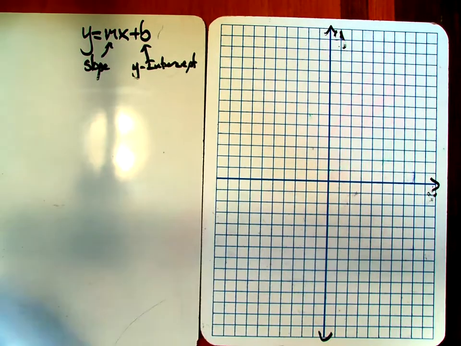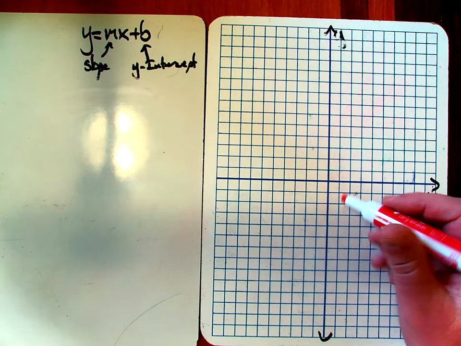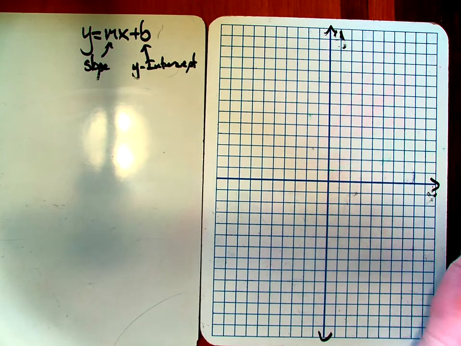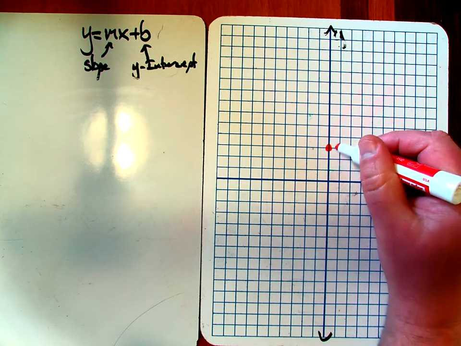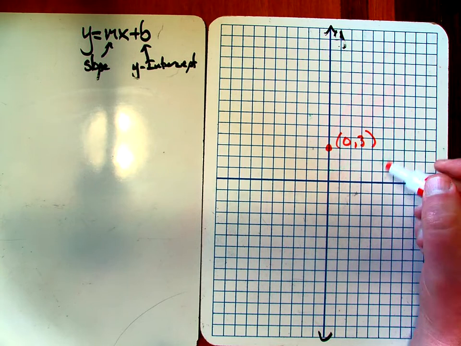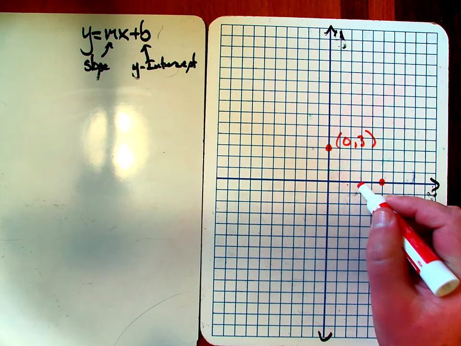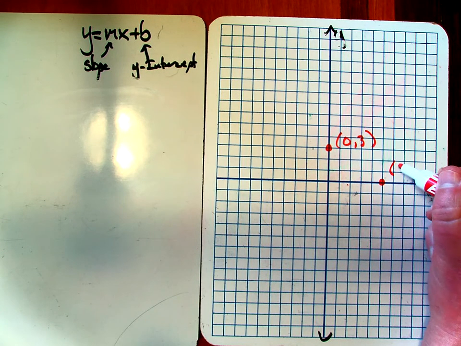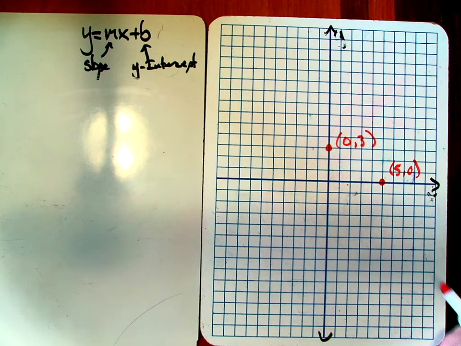I'll go back to cheerful red again, and I'm just going to pick a value where this crosses. I'll still choose a positive value. I'm going to choose positive 3. So when x is 0, y is 3. And then how about when, I'm going to go right here. When x is 1, 2, 3, 4, 5, y is 0. I'll connect those 2 points with a line.